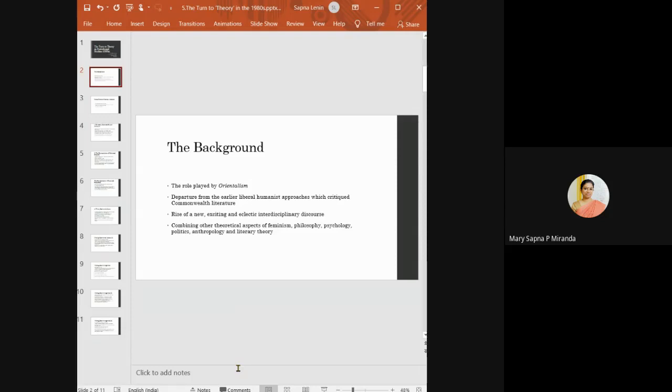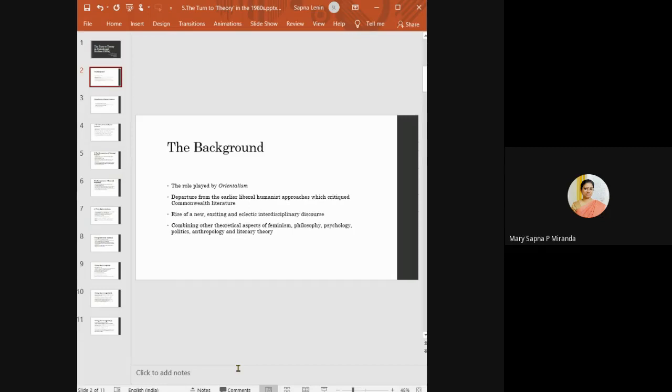Orientalism by Edward Said. And this is again a departure, a movement from the earlier liberal humanist approaches which critiqued Commonwealth literature. What was their methodology? They tried to compare it to the English canon. They tried to look for common elements. They tried to look for the universal and the timelessness in literature, which did not do anything about the problems or the experiences recorded by the people in the colonies.